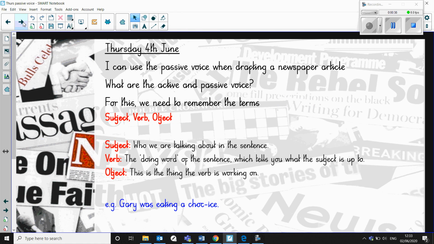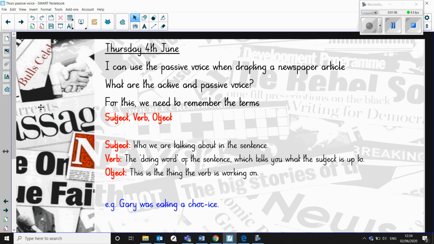So what's important to remember when we look at the passive voice is that we've got two main types of sentences, the active voice and the passive voice. And for this we need to remember the terms subject, verb and object. The subject is who we are talking about in a sentence. The verb is the doing word of the sentence, which tells you what the subject is up to, and the object is the thing that the verb is working on.